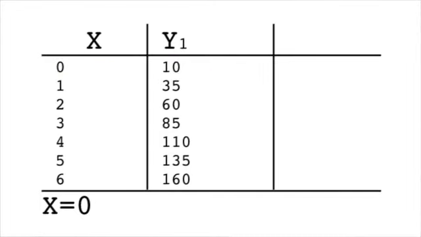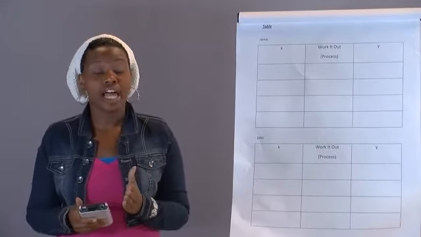After the first month, John has a total of $35 in his account. After the second month, he has a total of $60 in his account. After the third month, $85. And after the fourth month, $110. Okay? Now, this is what the table looks like for Jamie and John. Let's look at the graph for Jamie and John.